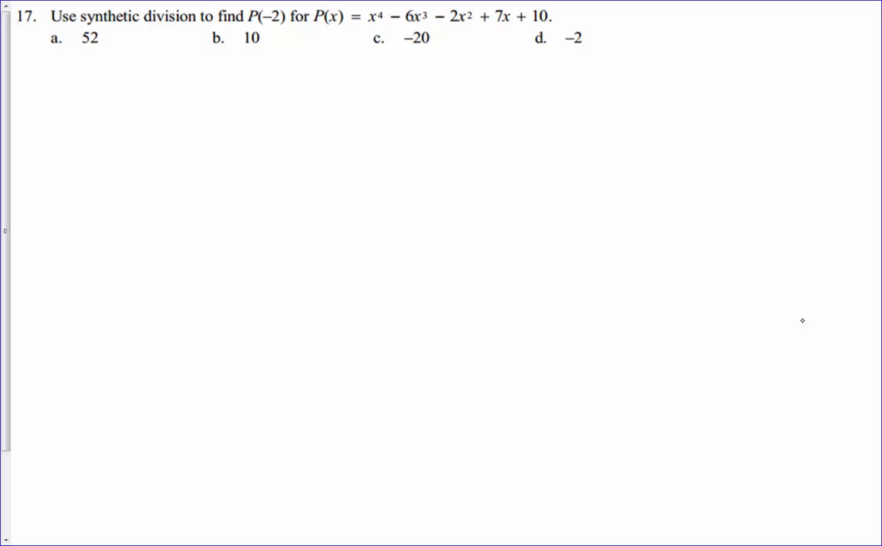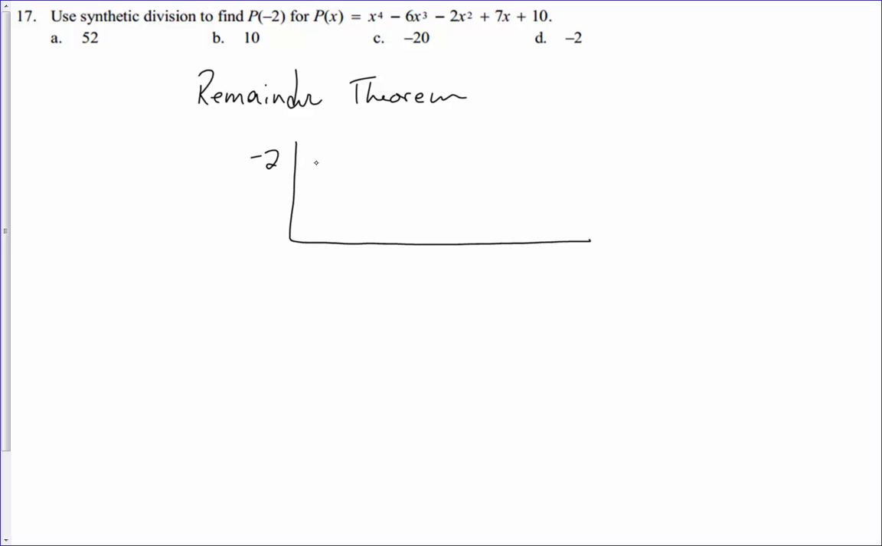Next one we're going to is number 17, which says use synthetic division to find p of 2, p of negative 2, for p of x equals x to the 4th minus, and so on. You can read it. All this means is this is the remainder theorem. You remember us going over the remainder theorem? Which means if you do synthetic division with your polynomial, whatever your remainder is your answer. That looks like 710.